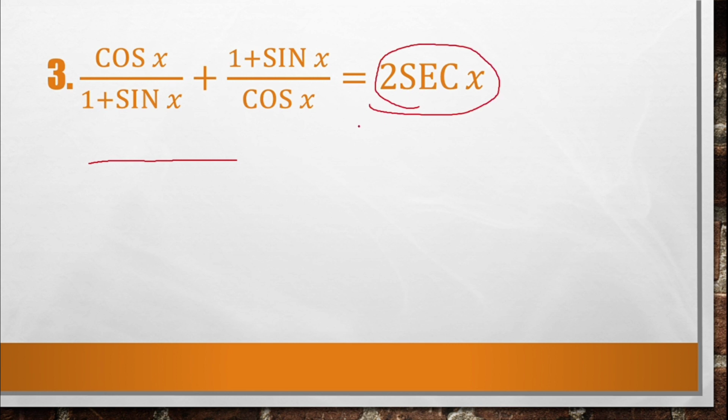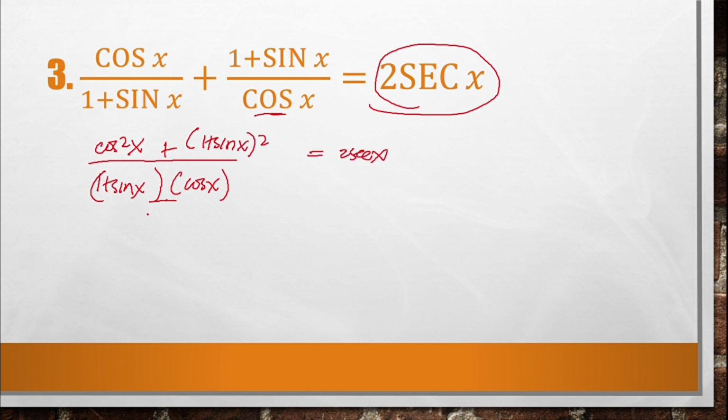Our goal is 2 sec x. So 1 plus sine x times cos x. So therefore we have here multiply divided by the remaining is cos times cos is cos squared x, plus when you divide here, divide this cos x, the remaining is 1 plus sine x times 1 plus sine x. So therefore 1 plus sine x squared. That is, our goal is 2 sec x.